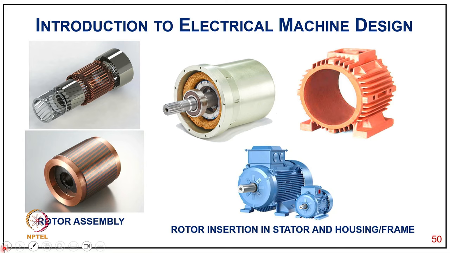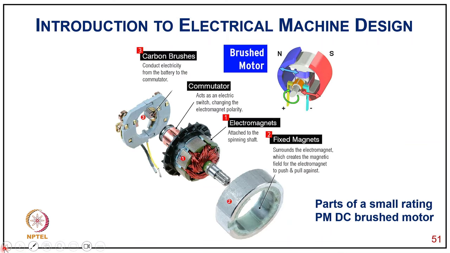Then you can have different parts of, let's say, an AC machine, a squirrel cage induction motor. As you can see, the rotor assembly is made either with copper bars or with aluminium bars by die casting. And then you have the stator frame, followed by the stator winding with the stator laminations, and finally the finished motor with the housing and frames.